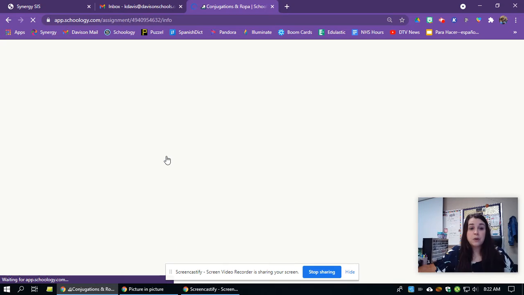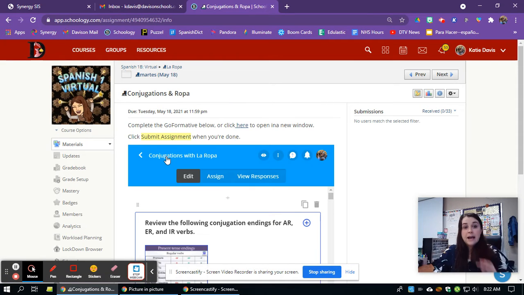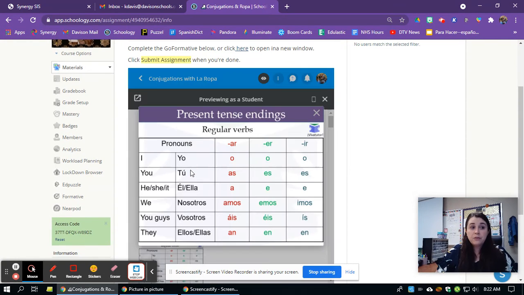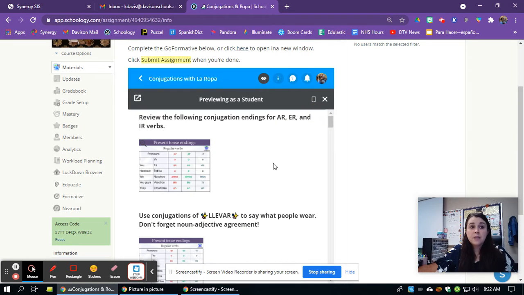So we're going to do some review of conjugation, which we learned in our last chapter. We learned how to conjugate verbs that end in AR, ER, and IR. So I have that review table for you right here. You're going to use these conjugation endings. So for AR verbs, you use these, ER verbs use these, and IR verbs use these to replace the AR, ER, IR ending based on the subject.